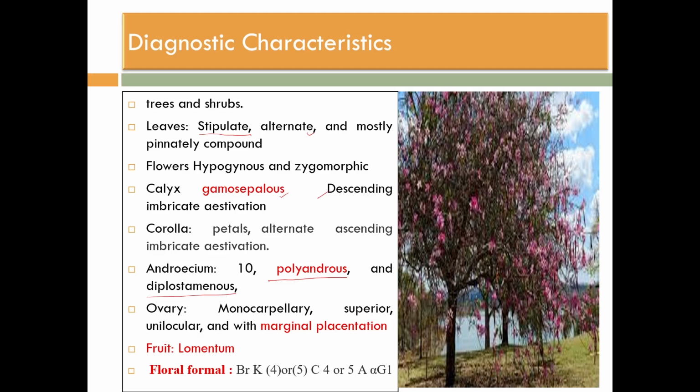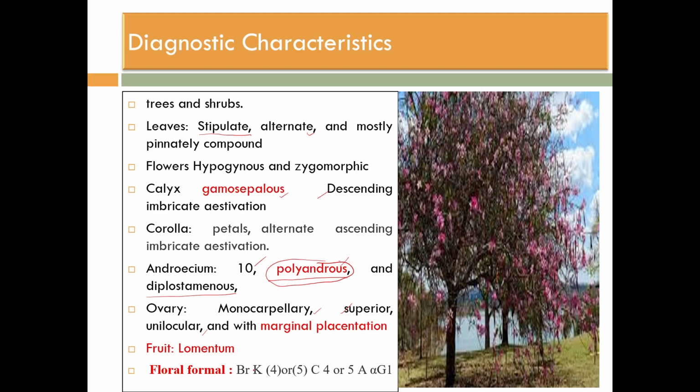Then you can easily identify this if you have a confusion with the Fabaceae, where the stamens are arranged in 2 groups, that is a diadelphous condition. Here, the stamens are polyandrous, there are 10 in number, and they are generally arranged in 2, but it is called diplostemonous. And the ovary is monocarpellary, superior, unilocular with marginal placentation. Here the fruit is a lomentum.